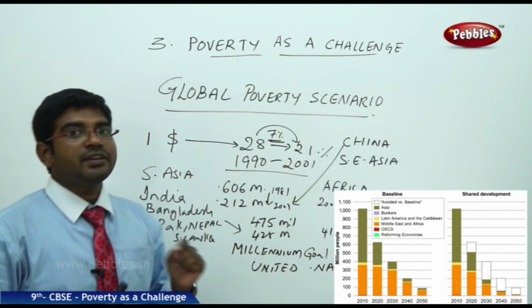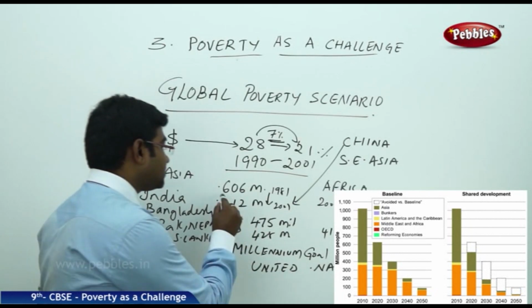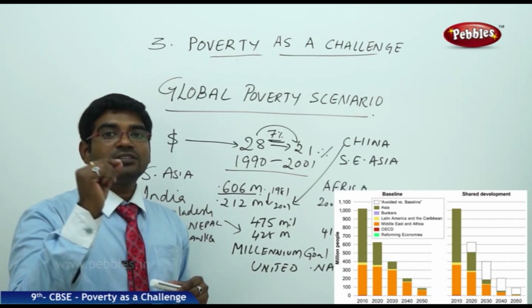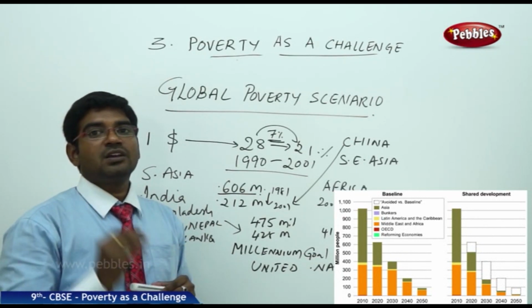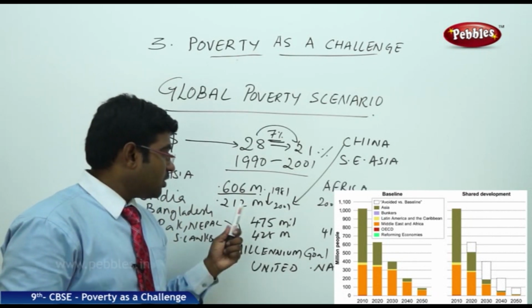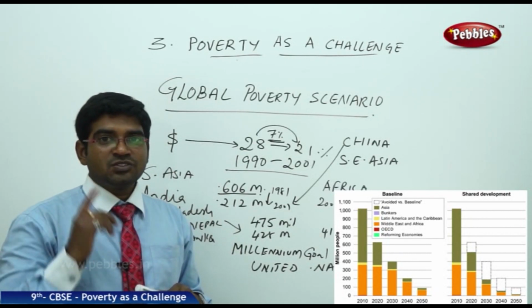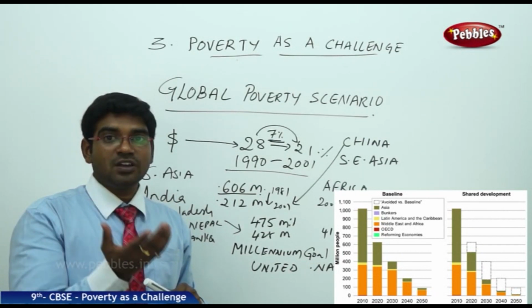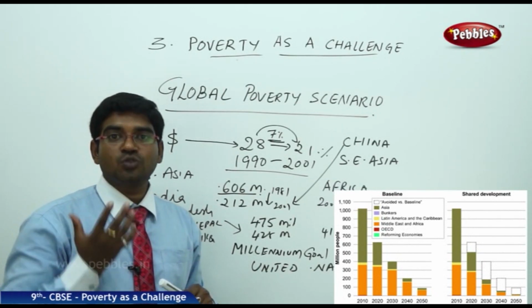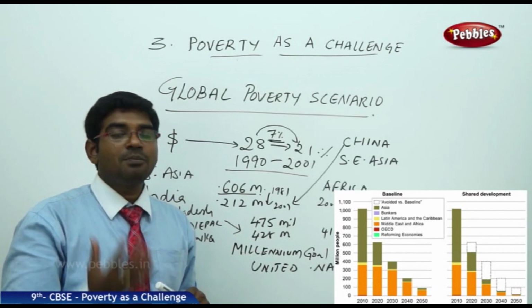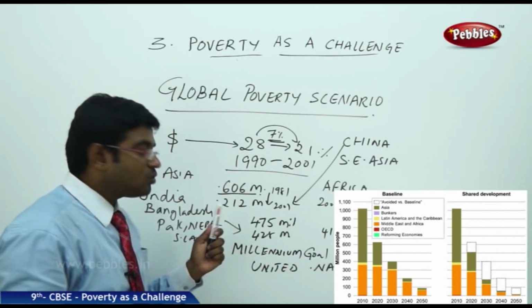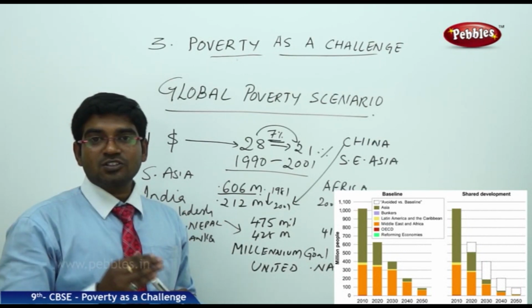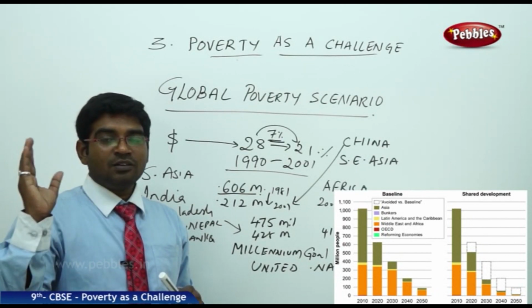In China, in 1981, we have 606 million people, which is nearly 60 crore people, coming under the poverty line. Now moving on to 2001, China has brought down the number of people under the poverty line. They have raised the standard of living by investing in human resources, by educating the people, by providing opportunities to the people. The figure has come down to 212 million, that is 21.2 crore. There is a reduction of nearly 40 crore people from the poverty line.